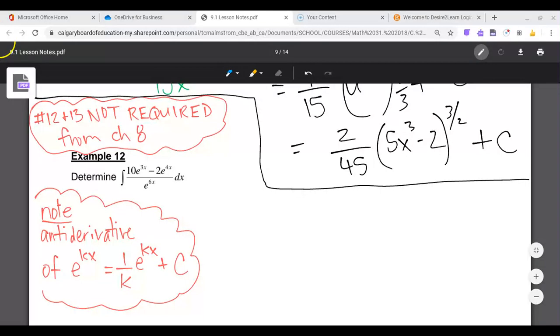Okay, so number 12 and number 13 come from chapter 8, so they're not required for those of you in this semester of spring 2020.